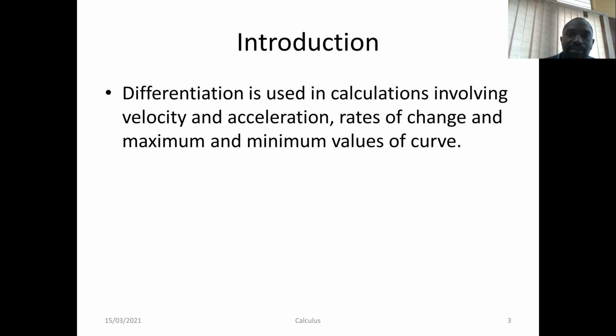Now, differentiation is used in calculations involving velocity and the acceleration rather. It's basically a method of determining rate of change of a given function, and is mainly used to determine also maximum as well as minimum values of a curve. So in the next examples, we'll be basically looking at how to find the differentiation of a constant, a variable, cosine and sine function, natural logs as well as exponential functions.